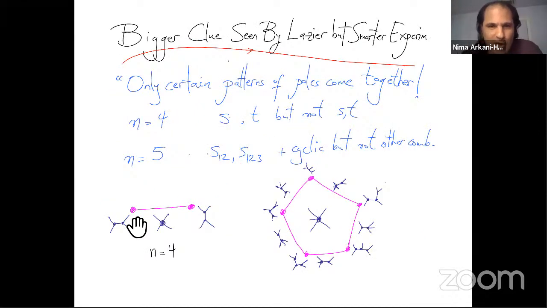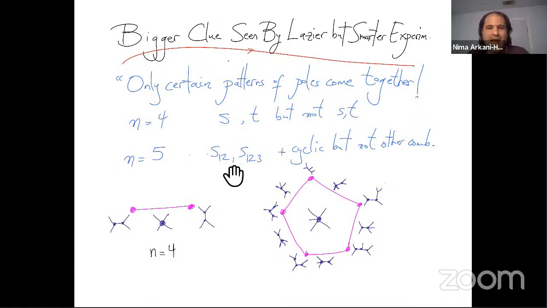Well, there's actually a bigger clue. The hero of my story here is a laser experimentalist who does a different kind of observation. They don't do any detailed measurements of what's happening around every pole. They just notice that only certain patterns of poles come together. For instance, they're excited by the fact that the amplitude blows up, so they move the variables around and try to make it blow up more. 1 pole, 2 poles, 3 poles, however many they can get. They discover that for 4-particle scattering, we can have poles in the S channel or the T channel, but not both of them.